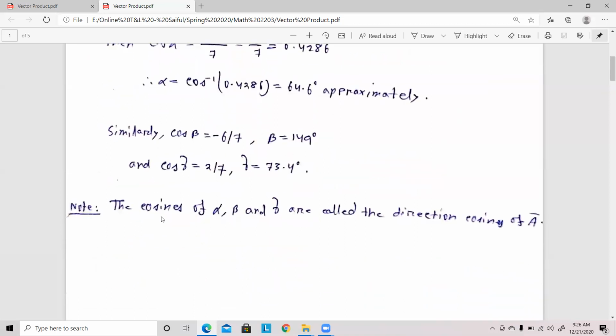Here is a note: the cosines of the angles alpha, beta, and gamma are called the direction cosines of A.